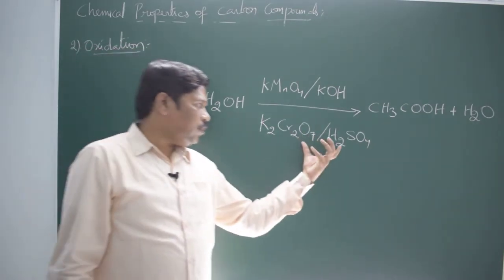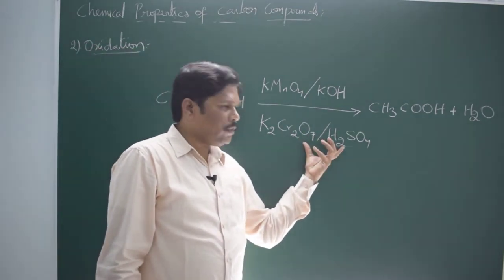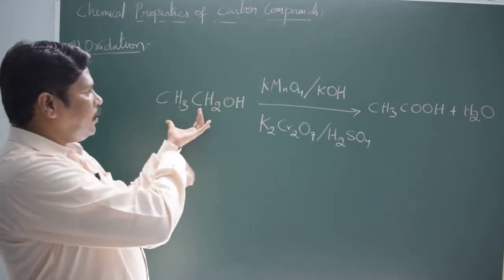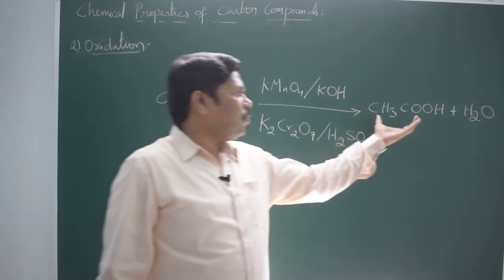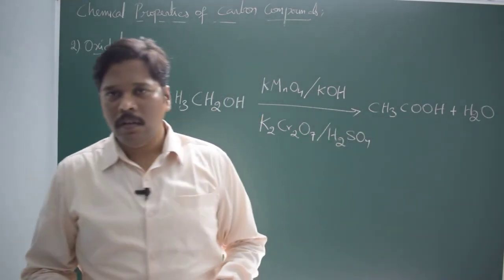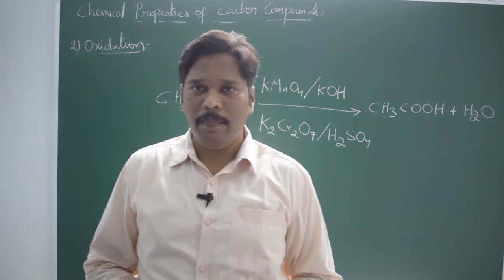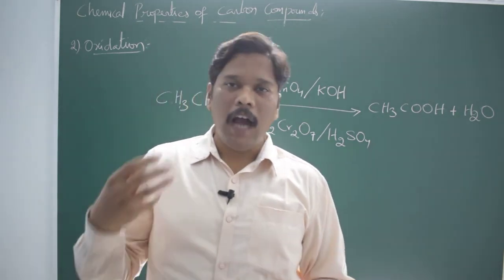So either of these two can be taken as an oxidizing agent: alkaline potassium permanganate or acidified potassium dichromate. Ethanol is oxidized to ethanoic acid. This is about the oxidation reaction, which is a very important property in the carbon compounds.